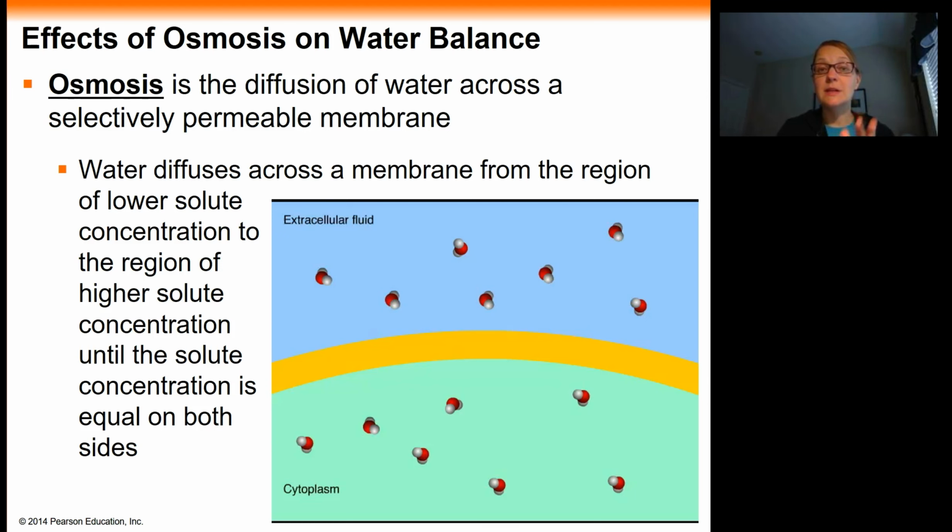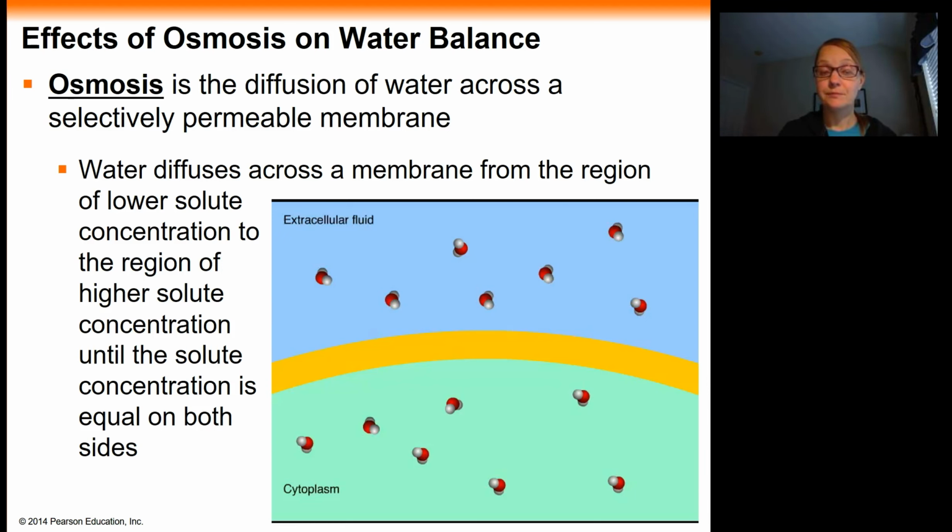Okay, we're ready to move on to a similar topic. Here we're going to start talking about osmosis. Now, osmosis is actually diffusion, what we just talked about, but it's diffusion of a specific molecule. This is diffusion of water across a selectively permeable membrane. Now, water gets a little bit tricky when we talk about osmosis and which direction it moves across the membrane.